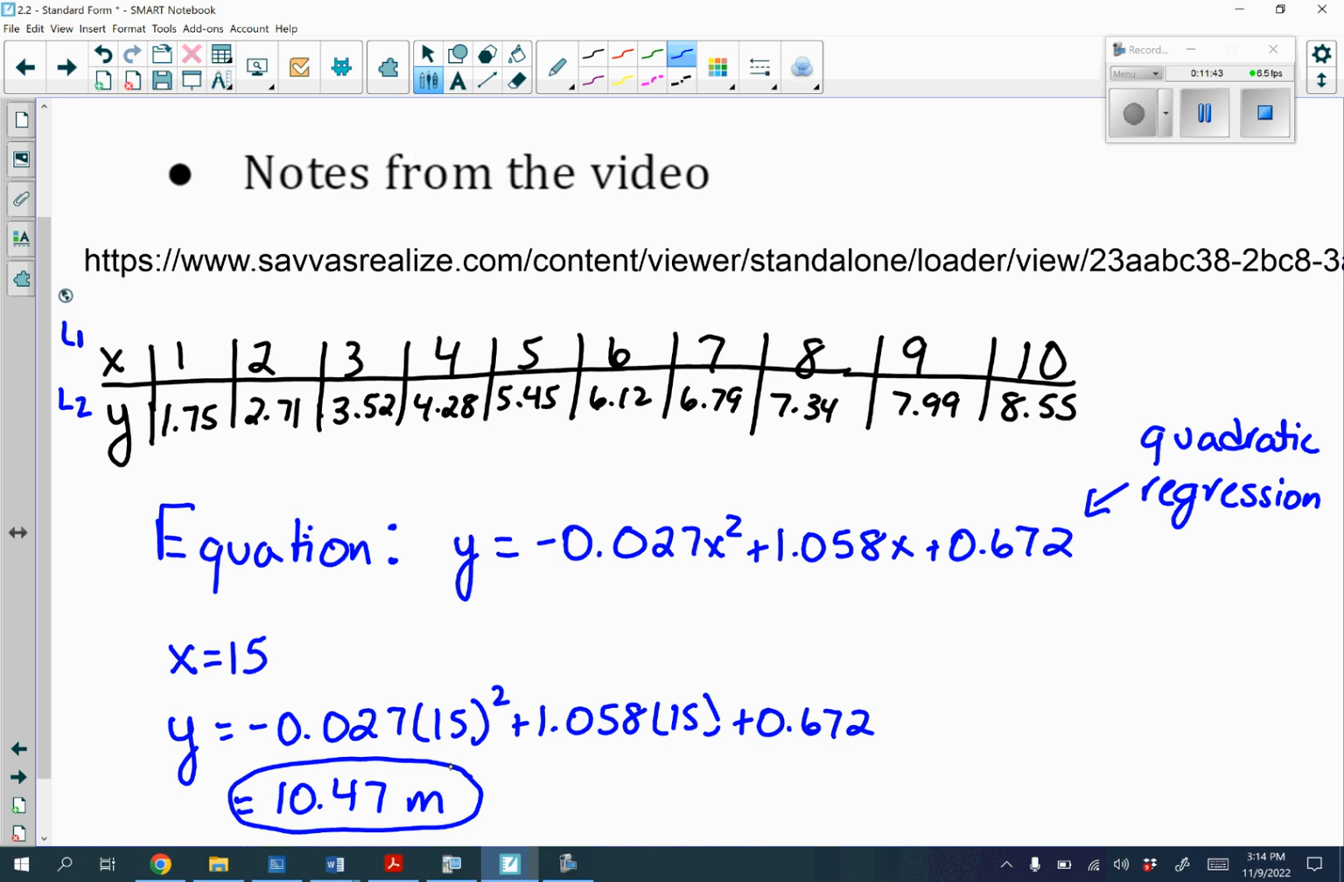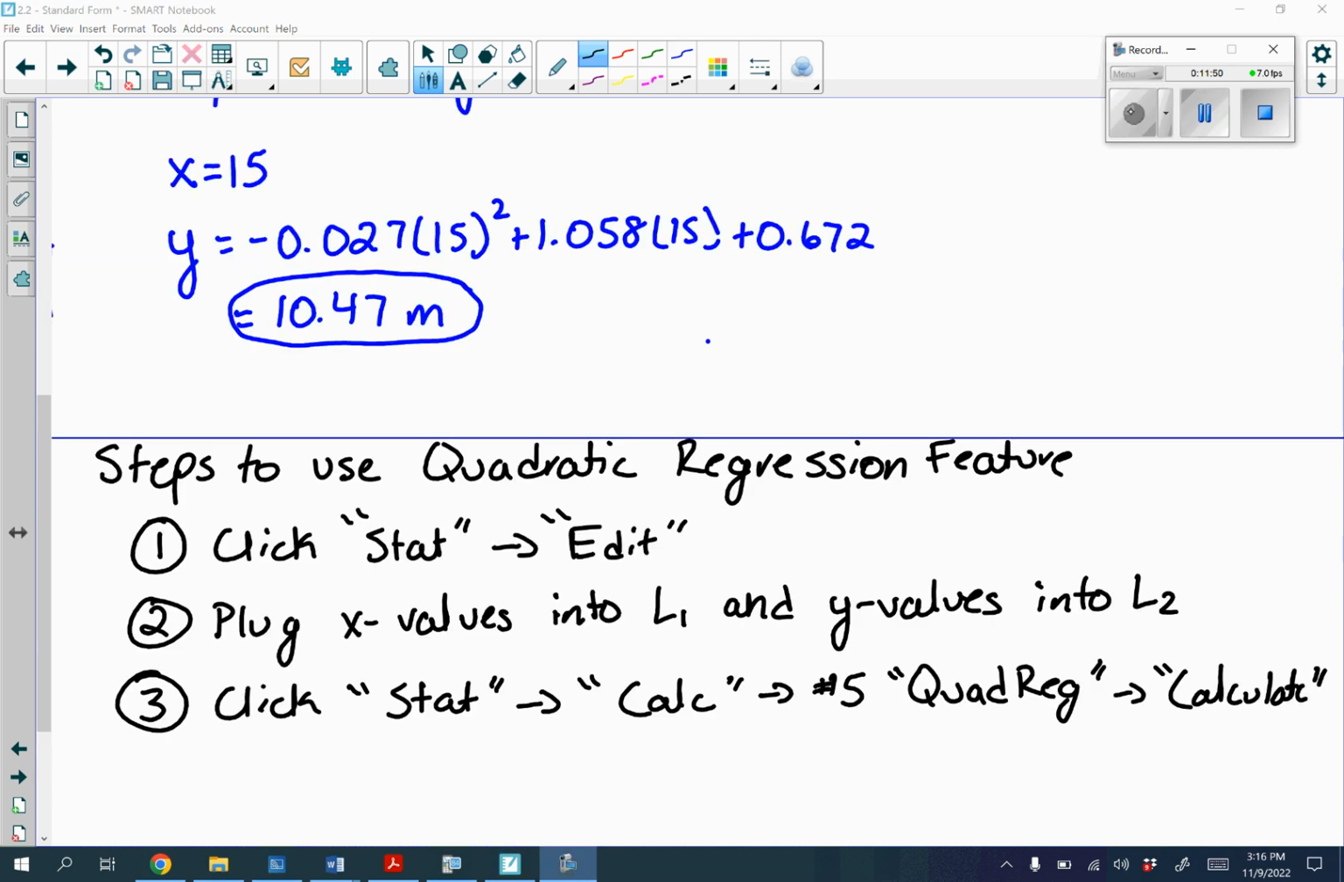Okay, I'm going to write down basically the steps, and I would advise that you go ahead and pause the video to write it down. So here are the steps to use the quadratic regression feature. Go ahead and pause the video if you have not already done so, so you can write down all of these steps in your notes, because I highly suggest doing that. If you ask me how to do it, I'm going to say refer back to your notes. And if you don't have it, I'm going to tell you to look at the filled in notes or watch the video again to get these steps down. So write these in your notes.